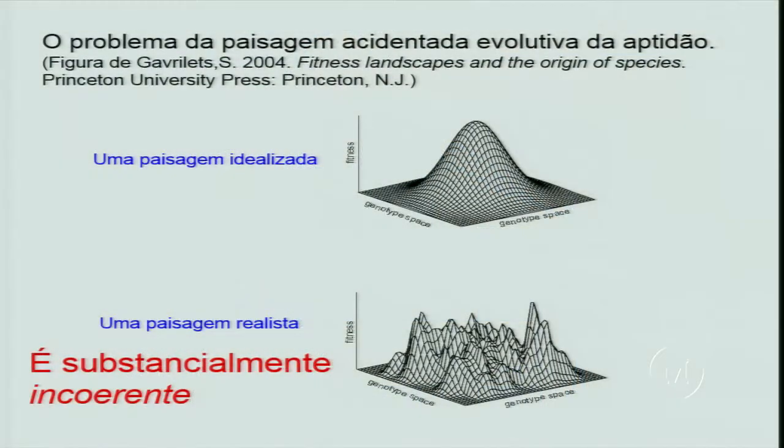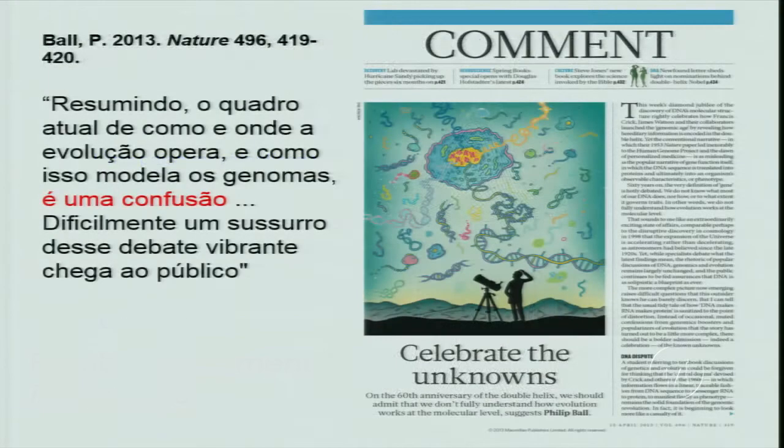For example, a couple years ago in the journal Nature, which is the leading science journal in the world, a man named Philip Ball wrote a comment in which he said, "In short, the current picture of how and where evolution operates and how this shapes genomes is something of a mess. Barely a whisper of this vibrant debate reaches the public." You bet it doesn't reach the public.